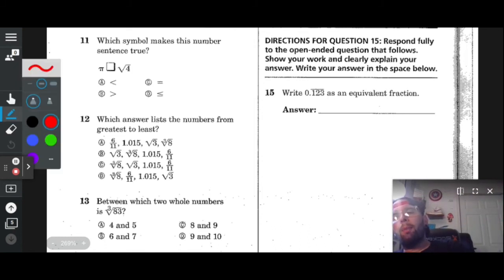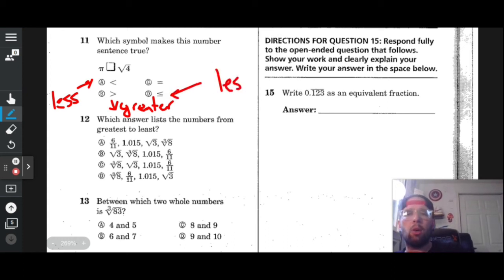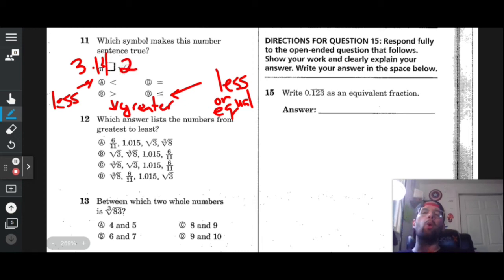Which symbol makes that number sentence true? Those of you who forgot, if it points to the left, it's less than. If it points to the right, it's greater than. And if you attach a little line underneath, it's less than or equal. So pi is 3.14. So 3.14 is going to be bigger than the square root of 4, which is 2. So 3.14 is going to be greater than 2.